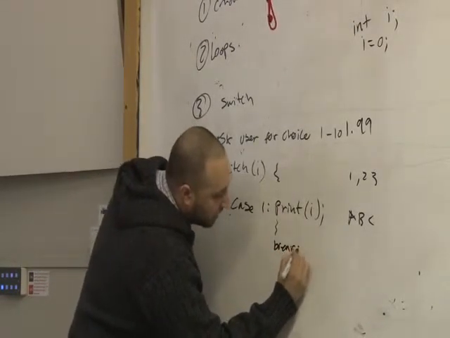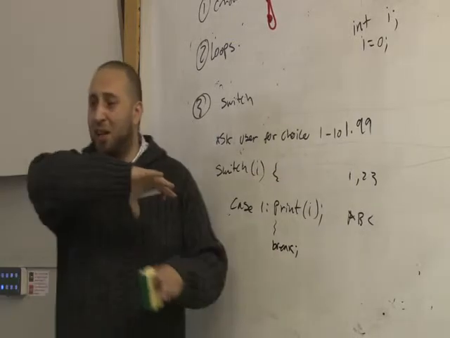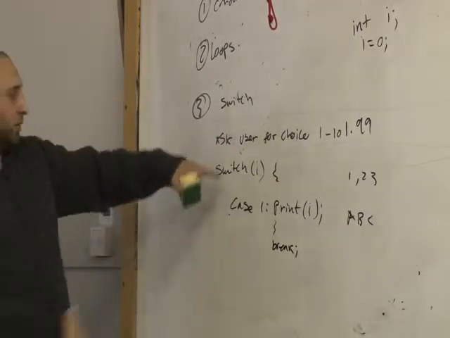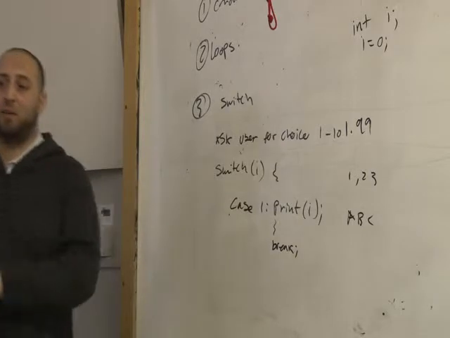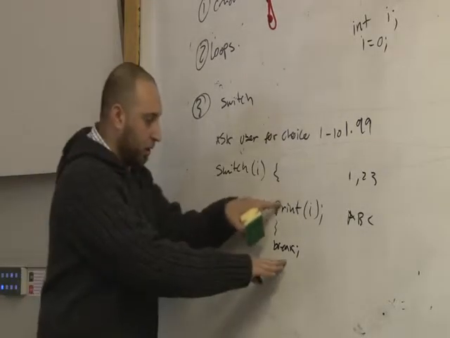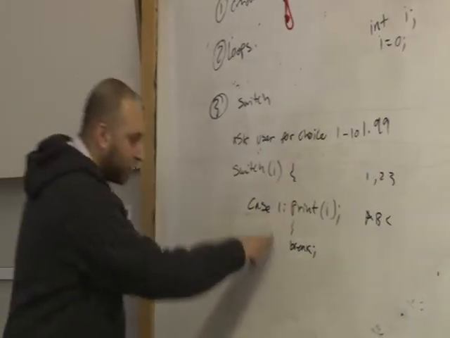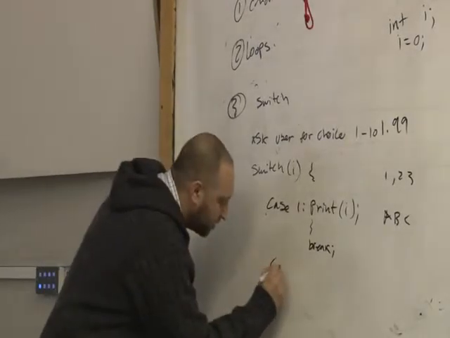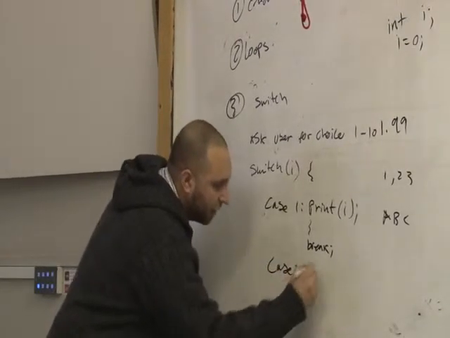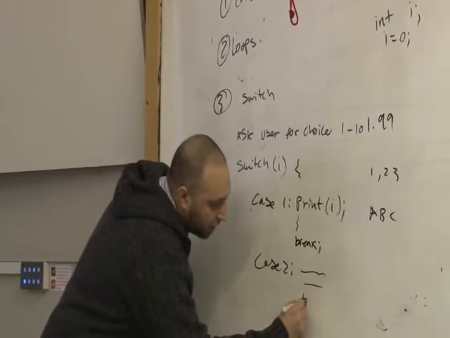And what a break does is it actually exits the whole block of code. It will just come out of it. So it will do that block, and it will just come out. It won't test for the next case. Otherwise, it will just do case 2, do something else, and say break.